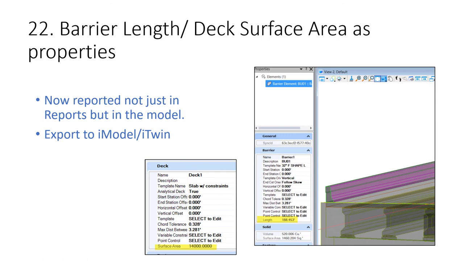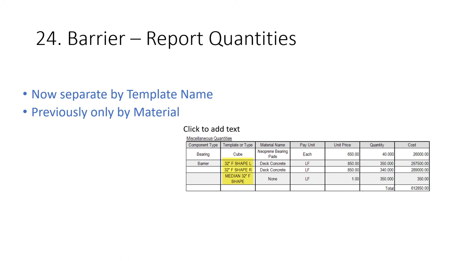For example, the surface area of the deck, we know it. It's even part of the quantities, but we never exposed it in the dialog box, as you can extract that information maybe through item types, for example. The same goes for the barriers. The barriers now are listed by template name, by template and material. It used to be just the barrier and the material. Now we can also specify what template was used and the quantity for each one of them.